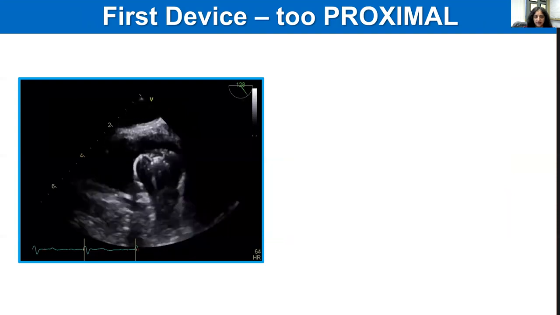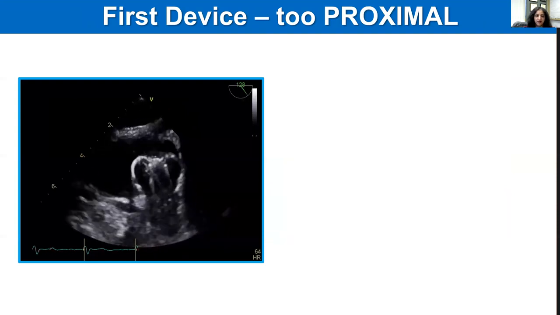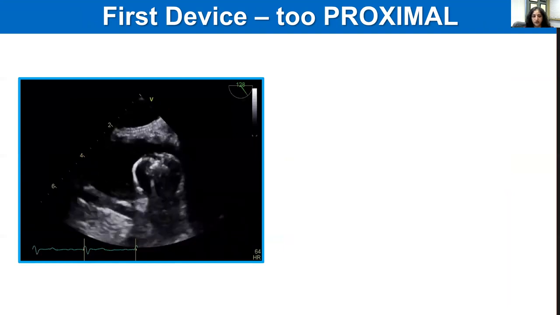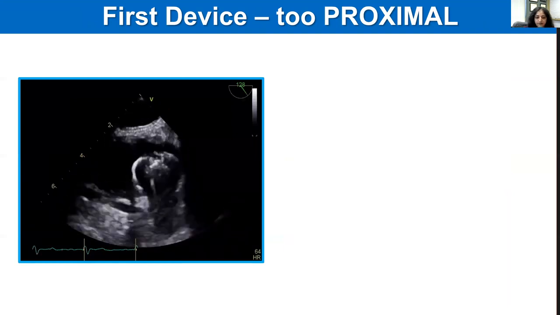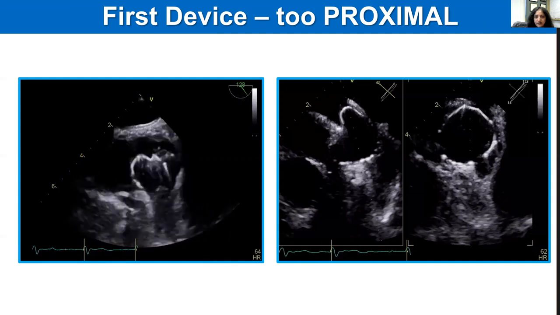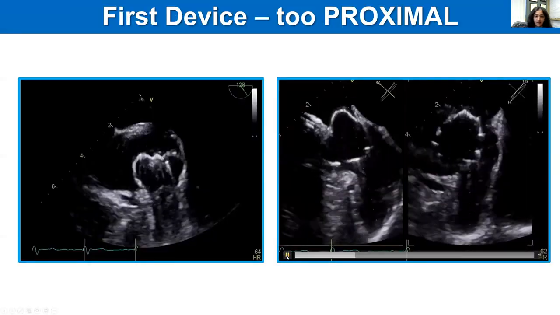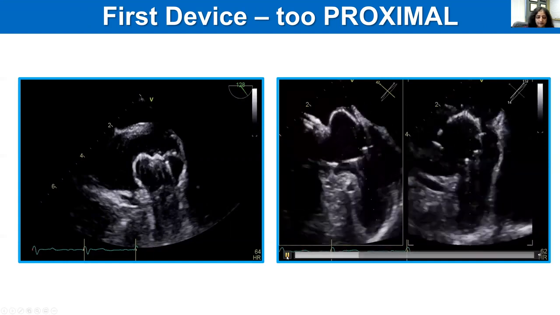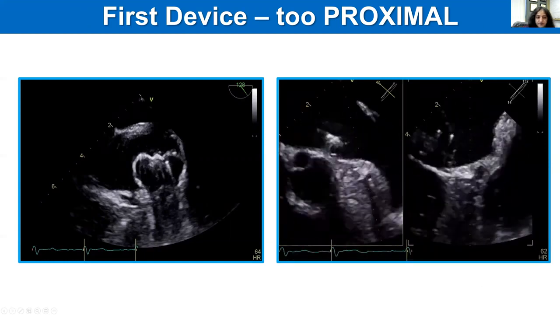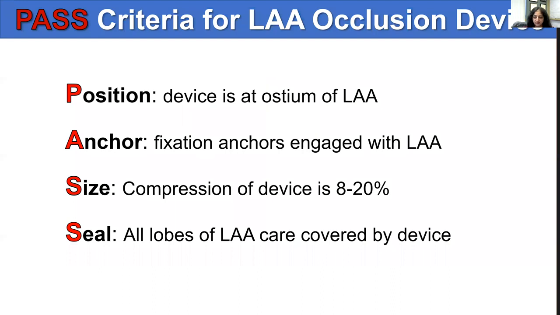So this is our first device that we placed, and you can see that most of the device is out of the left atrial appendage. So this device is too proximal. And so what did we do for this device? We actually pulled it out and started all over again. And when we put the second device in, we liked it better. And so this is how we switch now to interrogating the device on echo before we release it.